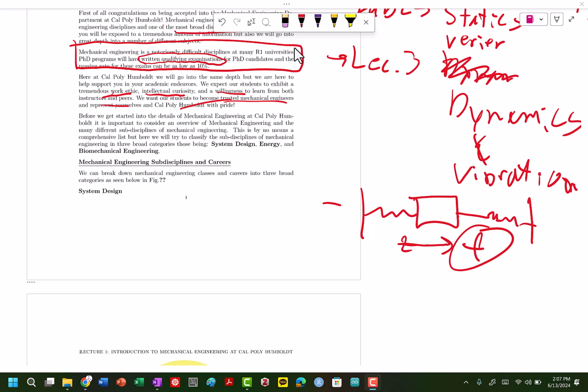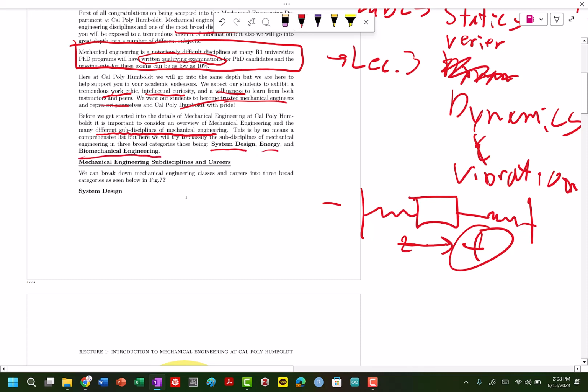So we've mentioned several times at this point that mechanical engineering consists of many, many, many different subdisciplines. That is very, very true. But oftentimes it can be helpful to bunch those together into three broader sub-discipline categories. What we're going to introduce are three categories that I think are very well aligned with our curriculum at Cal Poly Humboldt, as well as with our expertise areas. Those being system design, energy, and biomechanical engineering.